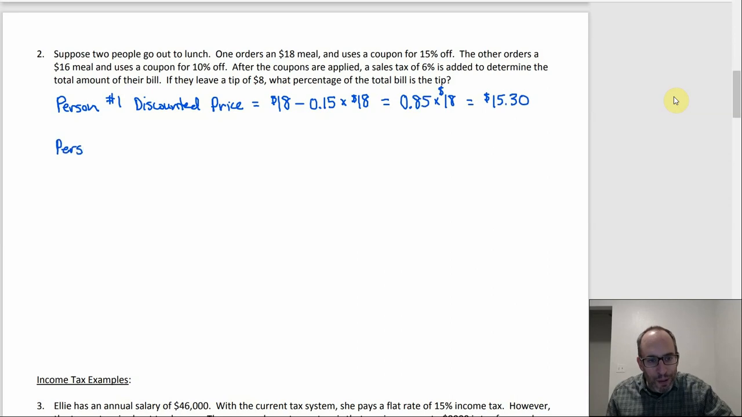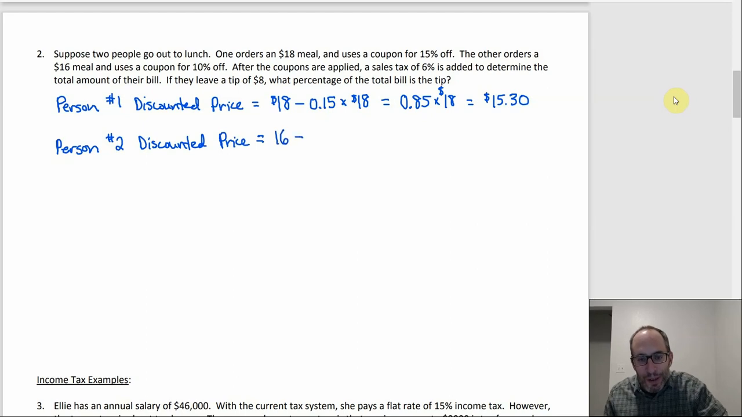But then we have person number 2 discounted price. And it's going to be the same sort of concept where, oh, right, I'm not going to do it that way this time. Start off with 16, but then there's 10% off. So minus 0.10 times 16. And if I rewrite this one the same way, if you start with 100% and subtract off 10%, you're left with 90. So 0.9 times 16, which is going to be 14.40.